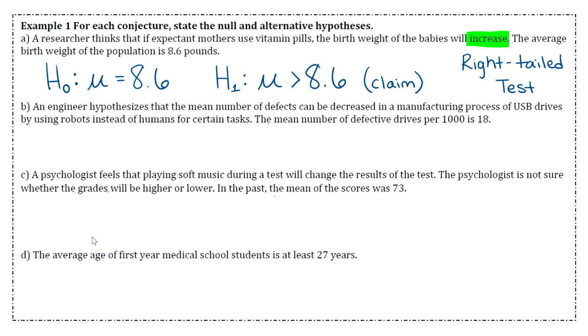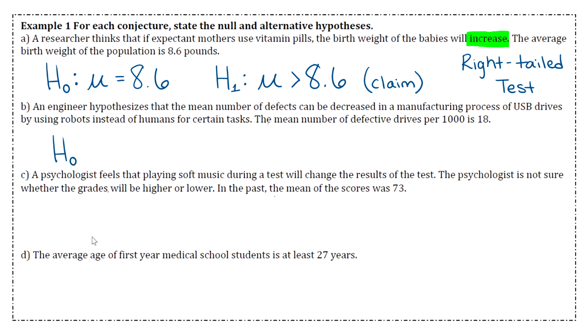Normally you don't have to actually label that, but just for practice, just so we understand what type of test we're talking about, I'm going to do that on these ones. Okay, part B says an engineer hypothesizes that the mean number of defects can be decreased in a manufacturing process of USB drives by using robots instead of humans for certain tasks. The mean number of defective drives per 1,000 is 18.